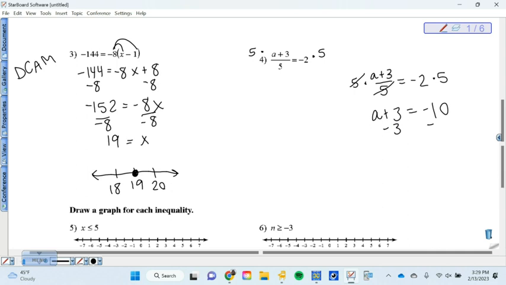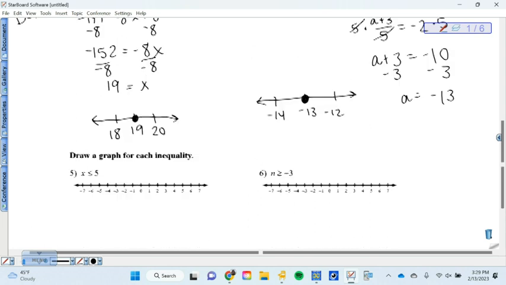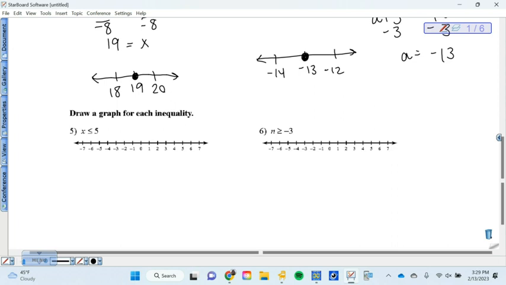Subtract 3. Subtract 3. So what does a equal? Negative 13. Again, on a number line, that's negative 12, negative 13, negative 14. It's just one single point, one single number. Now, when we're talking about inequalities, we're not talking about one single number anymore.